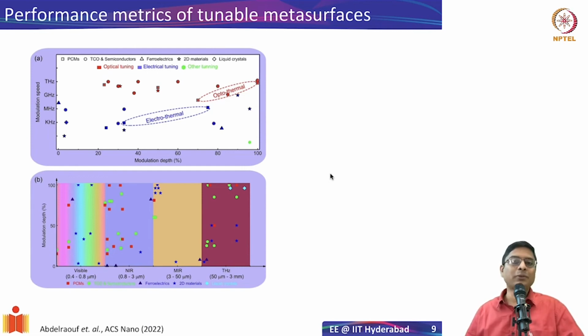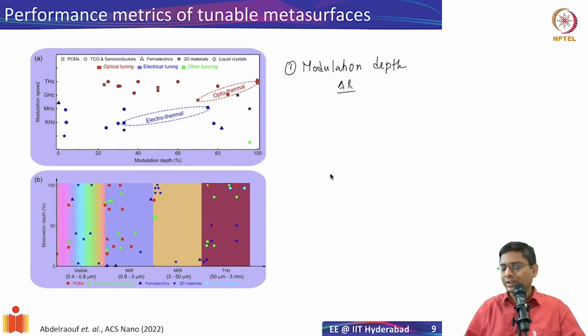So what are the various performance metrics that we like in a tunable metasurface? The first one, of course, is strong modulation depth. By which I mean, for example, if I have a metasurface which has a reflection peak, I would like to know what is delta R divided by R. So I want a strong change in the reflection, or maybe a strong change in the transmission. These are some parameters that I look for.